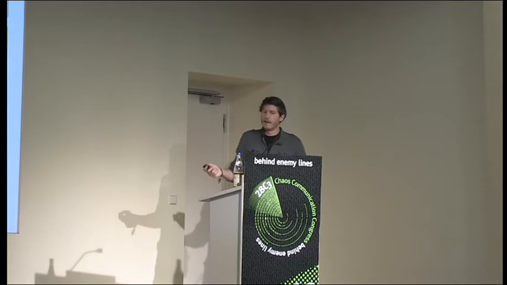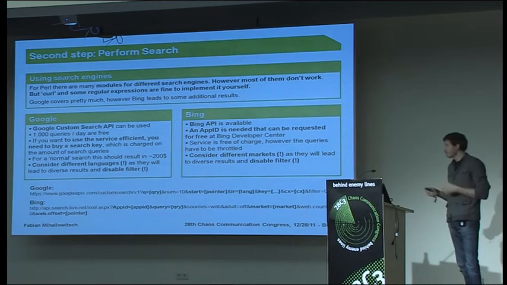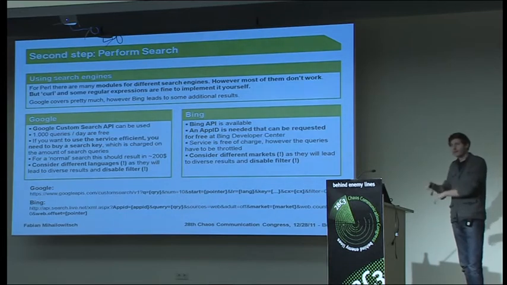Same for Bing. You have the Bing API, which needs an app ID in order to use it, but you can request it at the Bing Developer Center for free. You can use Bing as a search engine completely for free. You just have to throttle your queries. Here we don't have languages, we do have markets, but it's basically the same. You have to consider different markets. You will get different results here as well, and you have to disable the adult filter as well, because otherwise some results might get removed.